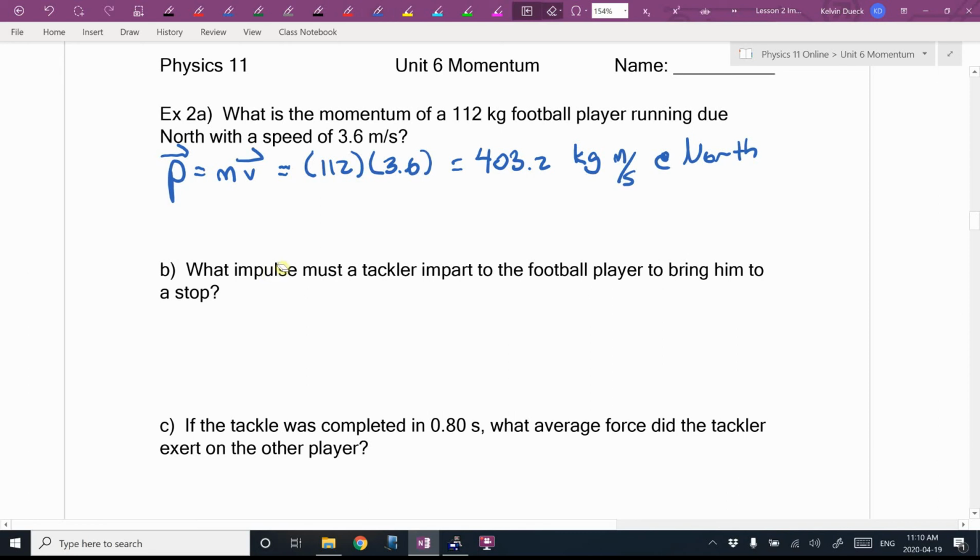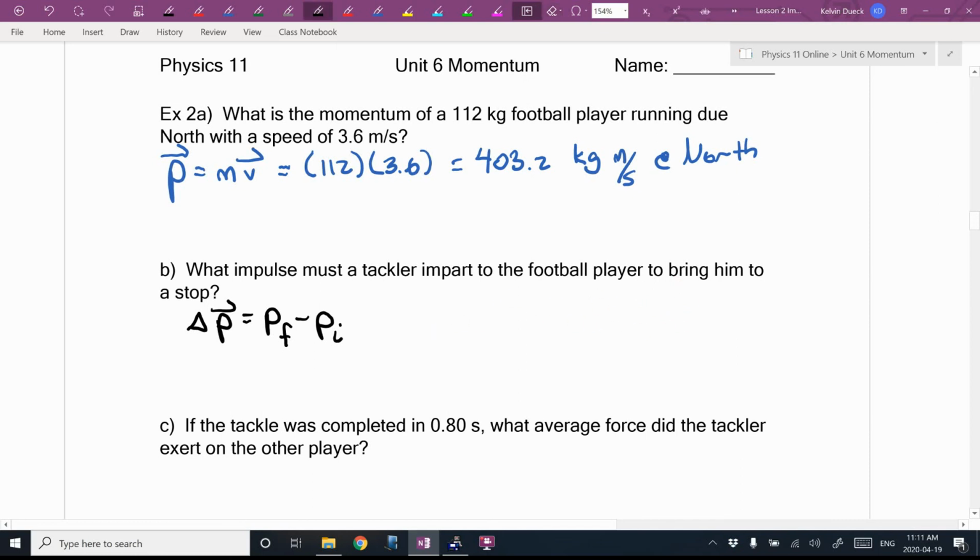B, what impulse must a tackler impart to the football player? Okay, impulse, another word for impulse is change in momentum. How will I figure that out? Well, again, there's three ways to find change in momentum or impulse. You can go final minus initial. You can go force times change in time. You can go mv final minus mv initial.